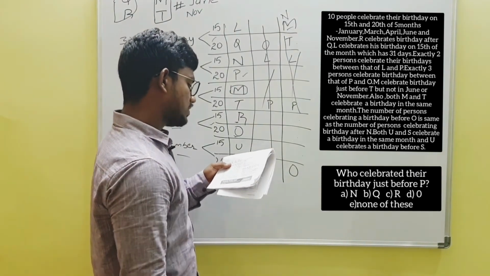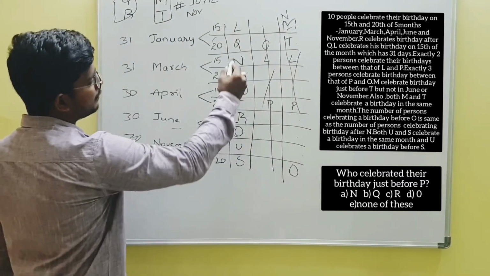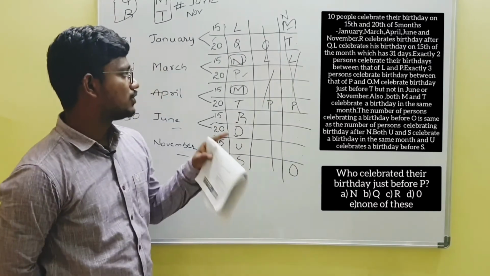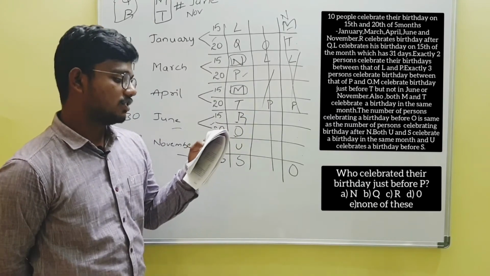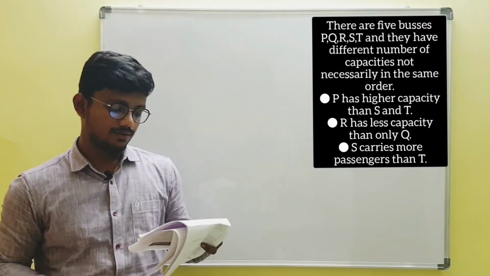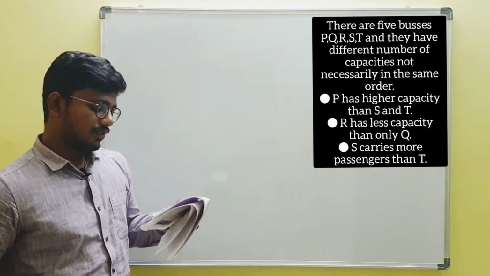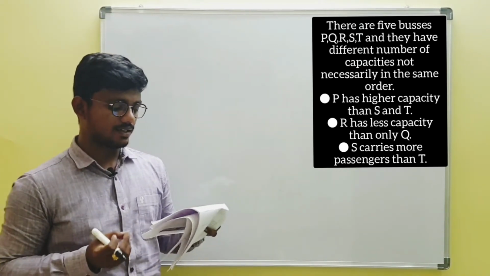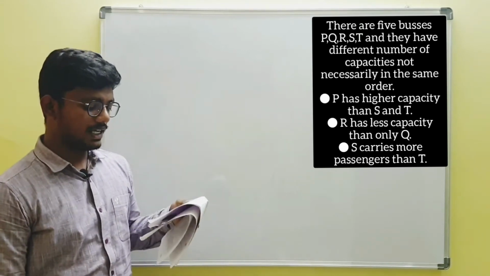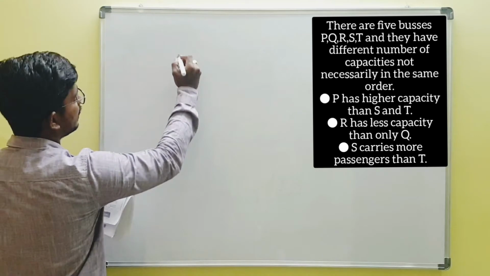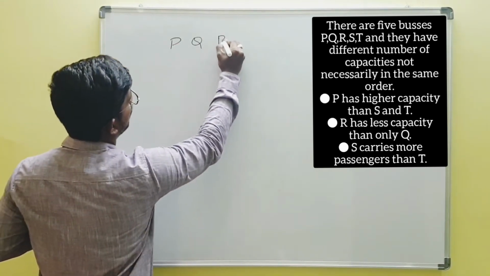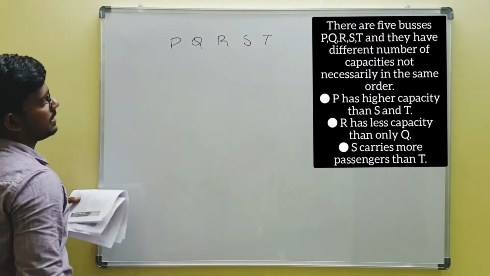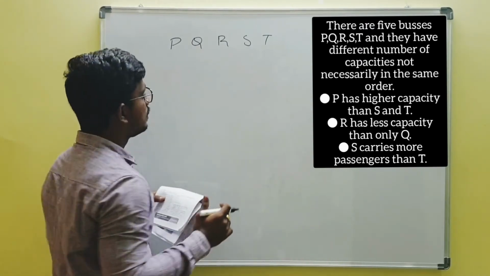25th question is, who celebrated their birthday just before P? Just before P, N has celebrated his birthday and just after P, M has celebrated his birthday. But the question asks just before, so N is our answer. So option A is our answer. For the 26th question, from 26 to 28, we have another arrangement. It is given: read the following information carefully and answer the questions which follow. There are 5 buses P, Q, R, S, T, and they have different seating capacities.